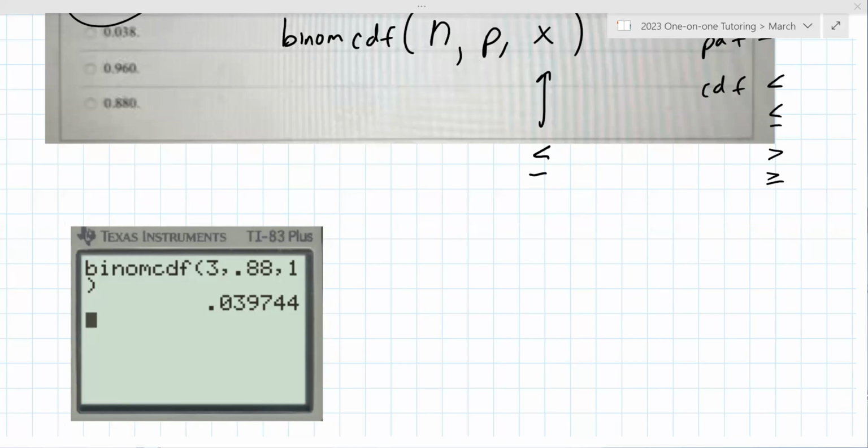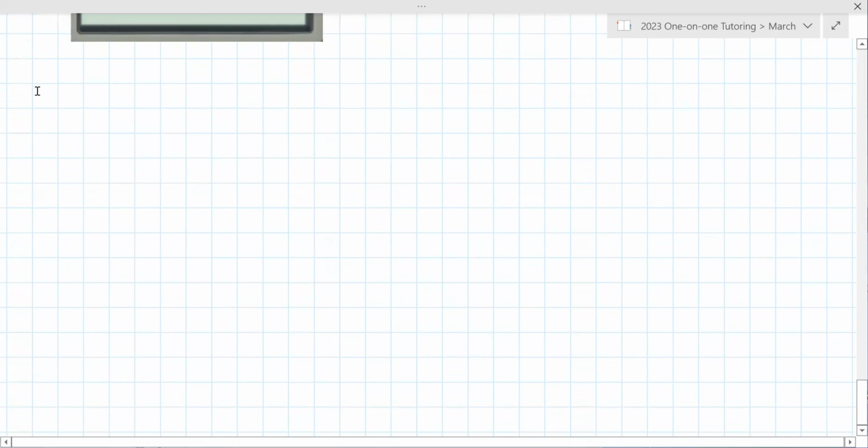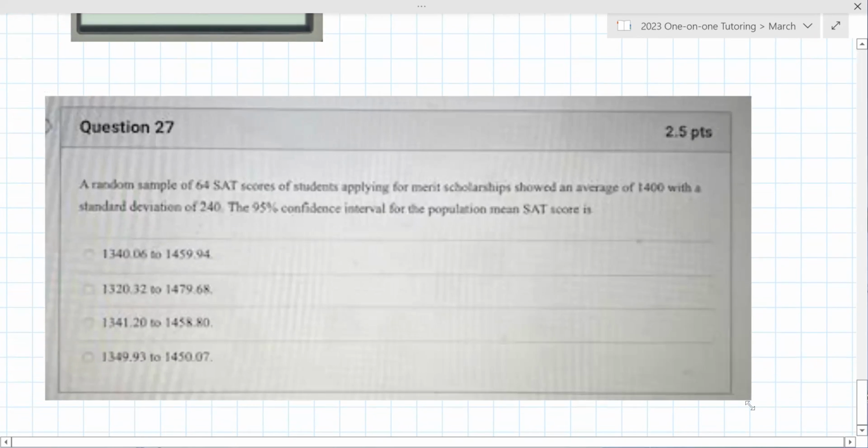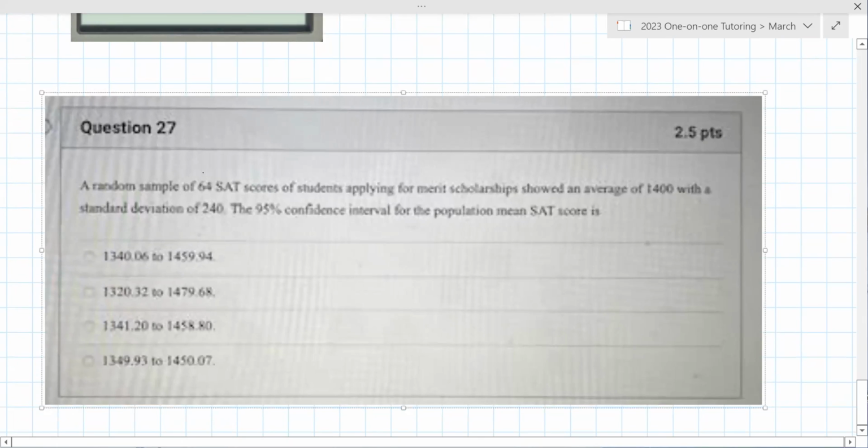All right, so that's 26, 27 as this random sample. Random sample of 64 SAT scores, that's N. Average of, that's X bar. Standard deviation sigma. We want a 95% confidence interval for the population mean. So that is going to be a Z interval.